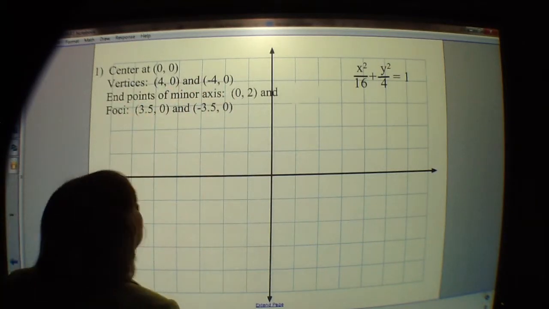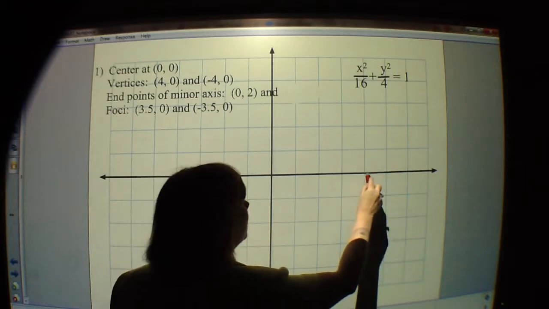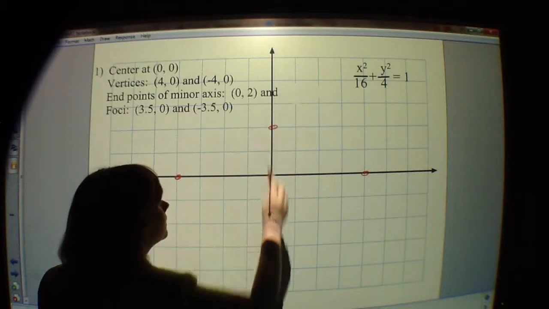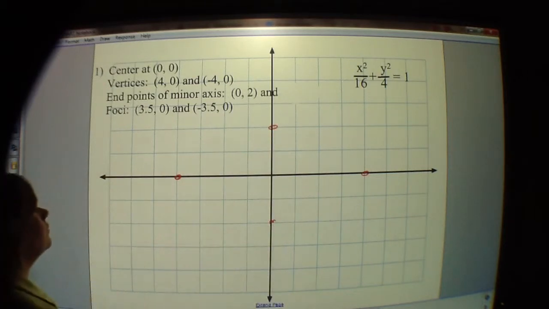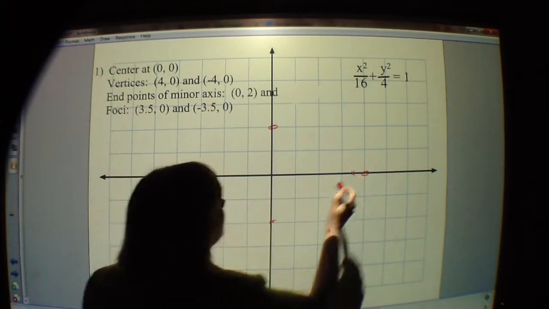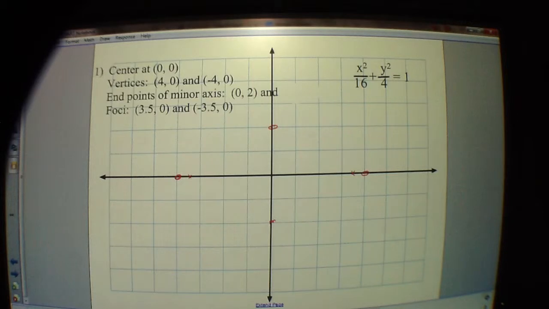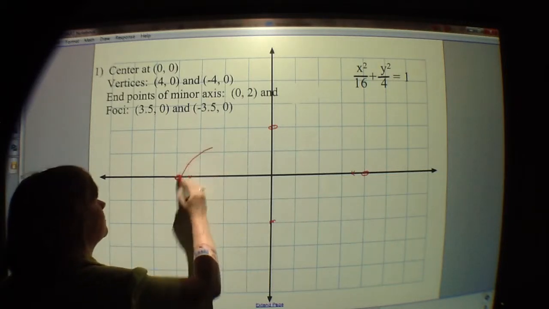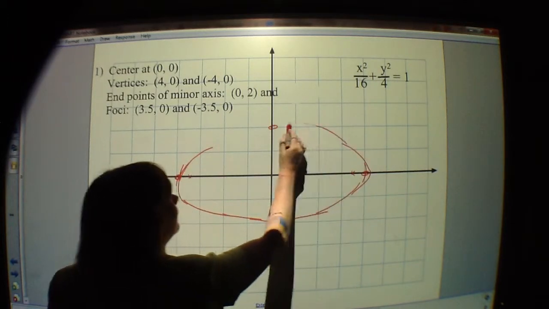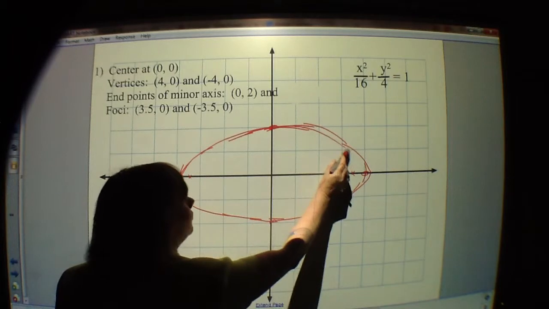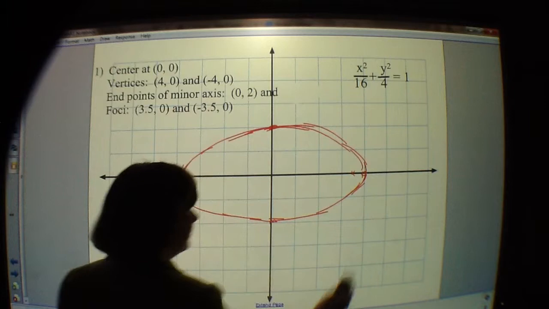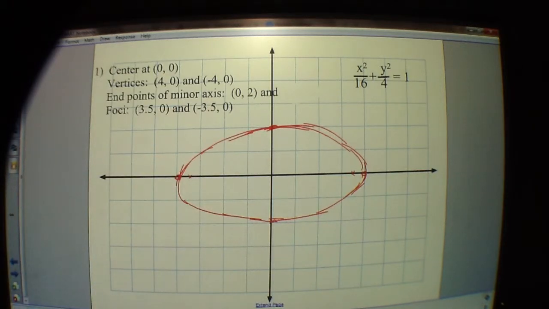So let's graph it. Center (0, 0), 1, 2, 3, 4. 1, 2, 3, 4. 2, 2. And then when you graph it, oh, and if I want you to graph the focus, you can graph the foci also. And when you graph it, it looks about like an egg. And I'm not an artist. I don't expect you to be an artist either, okay? So there. And you're done.